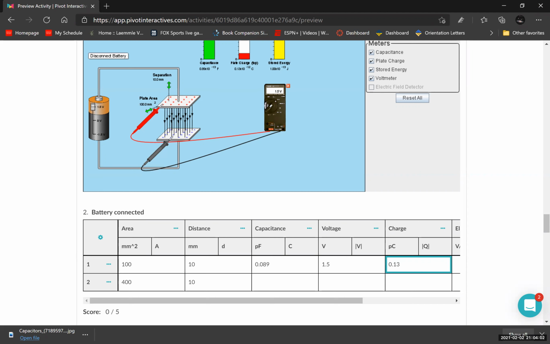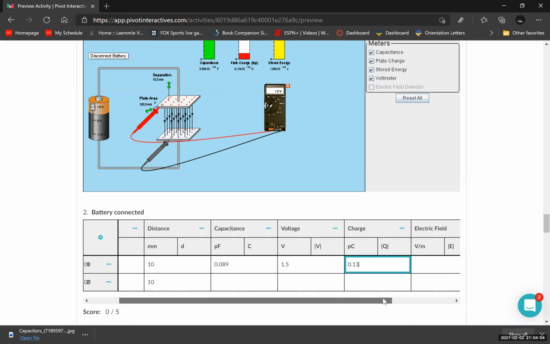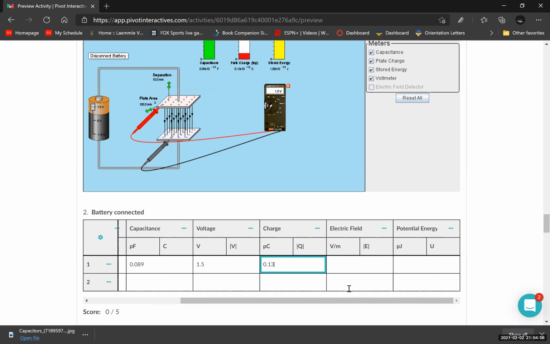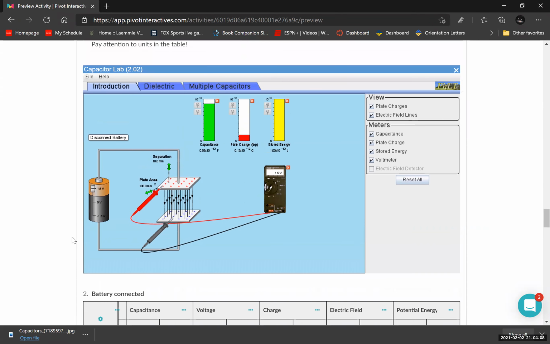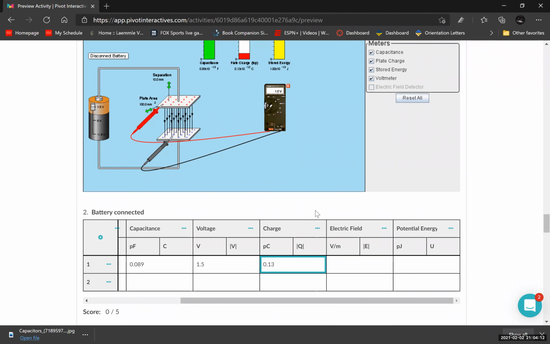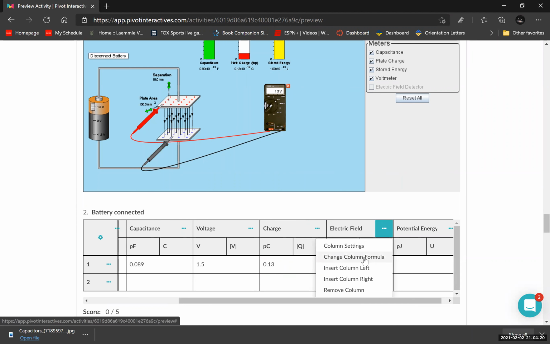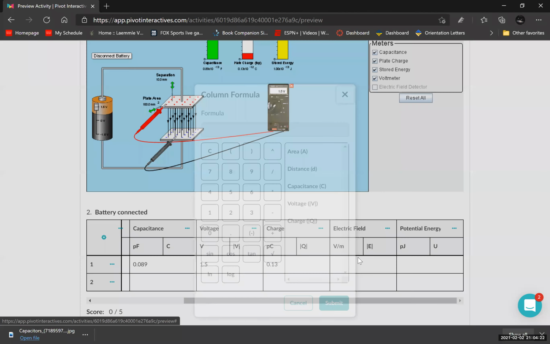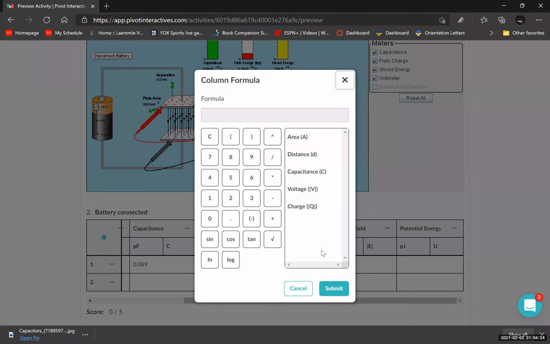So then we go to the next one, which is electric field. Now, what is electric field? Well, it doesn't show you the electric field value. But remember, I give you an equation for electric field. So you click here, those three dots, and then you go say, okay, change column formula. Electric field has an equation where electric field equals voltage over the distance. Remember, I gave you that.